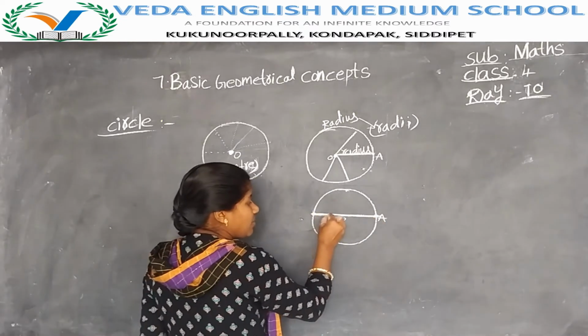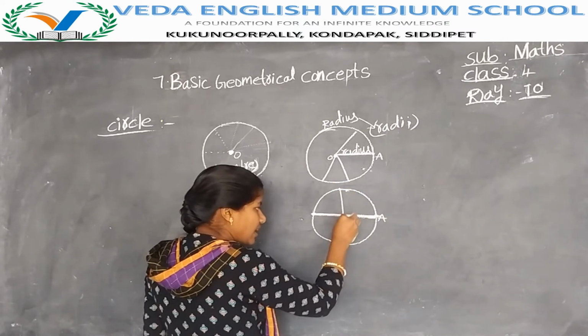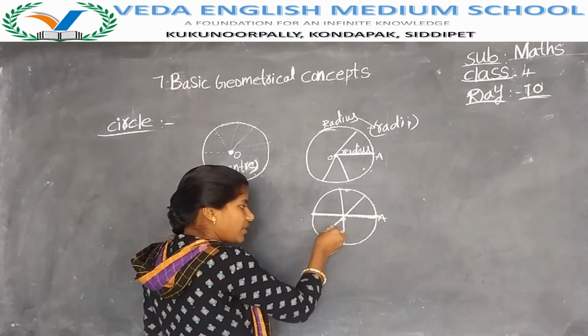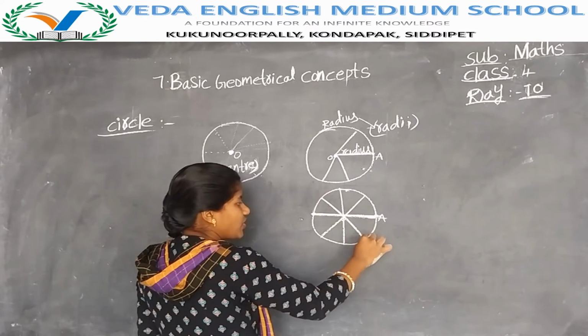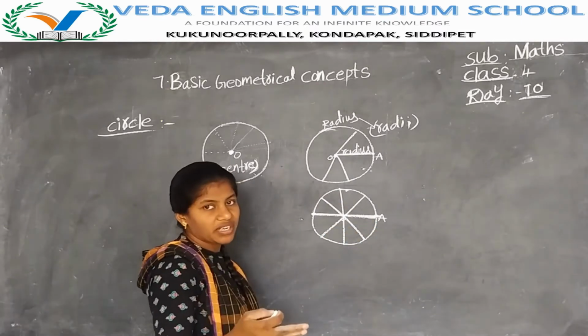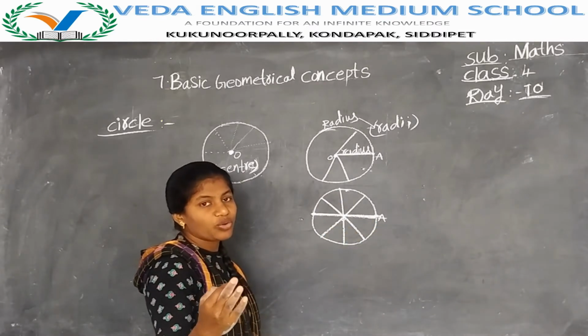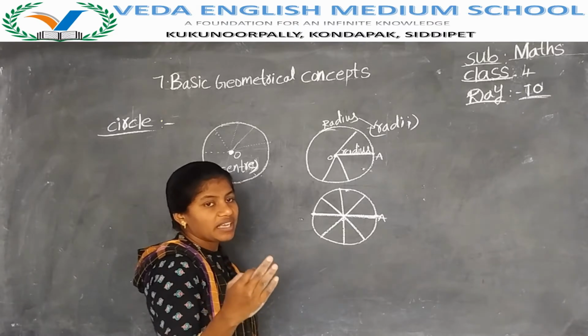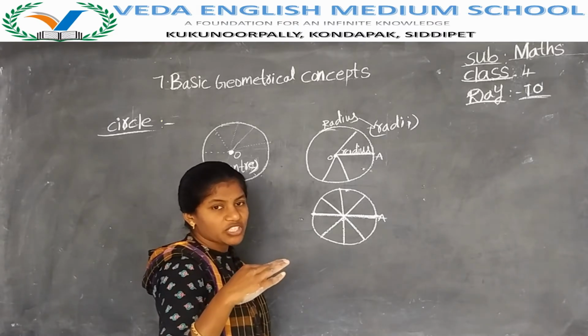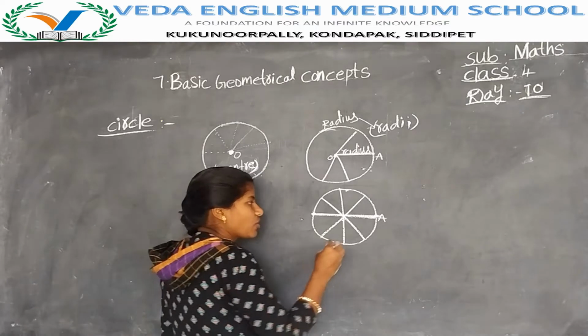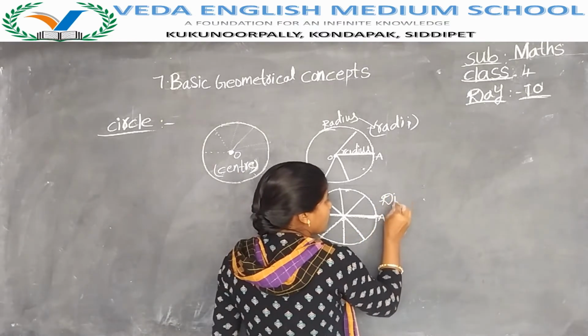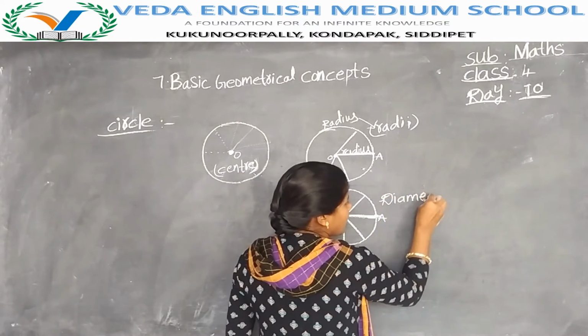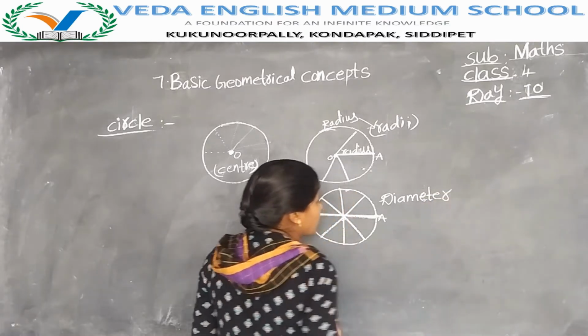It is the diameter of the circle. Otherwise, it is not the diameter of the circle. Only from center. A diameter can pass through only the center of the circle. A line segment which passes through the center of the circle is called diameter of the circle. What is that? Diameter of the circle.